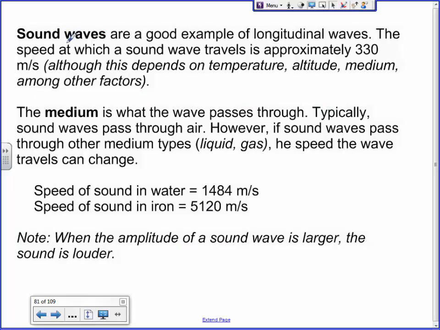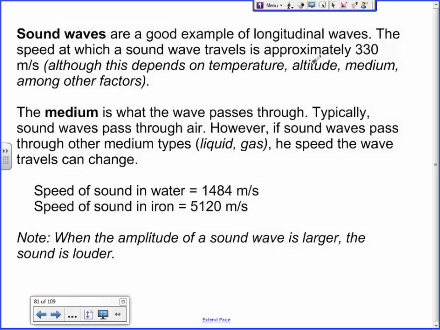Sound waves are actually a good example of longitudinal waves. When I'm speaking, and I've got some pictures on the next slides here, it actually isn't going up and down and up and down in that same way. It's more just emanating outwards as a pulse, and your ears pick up that pulse.